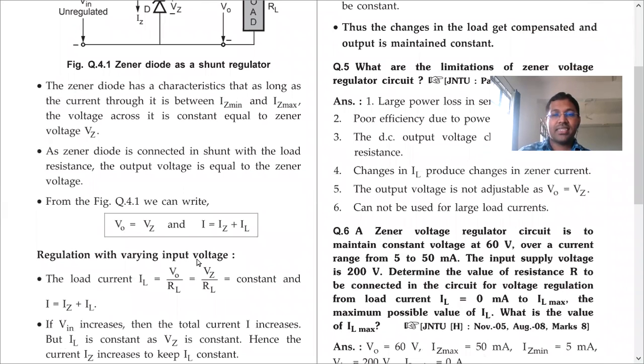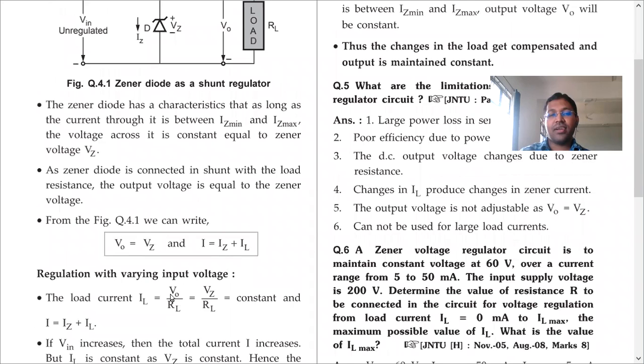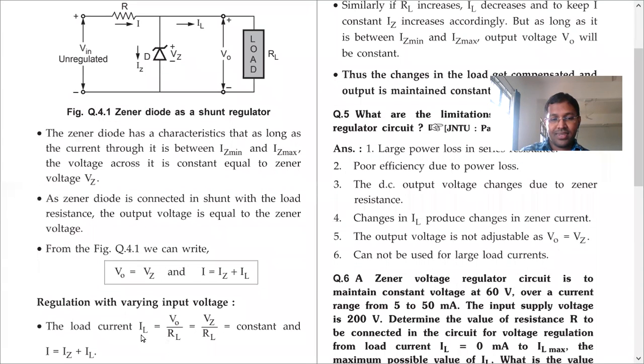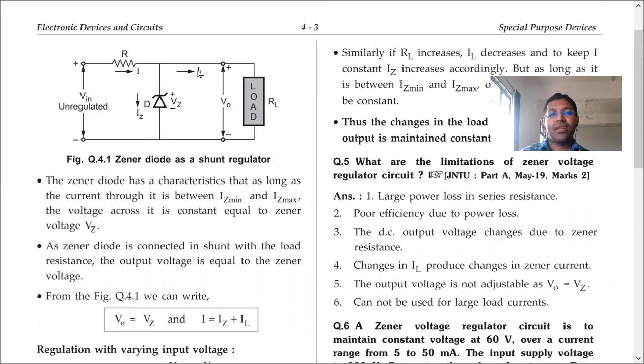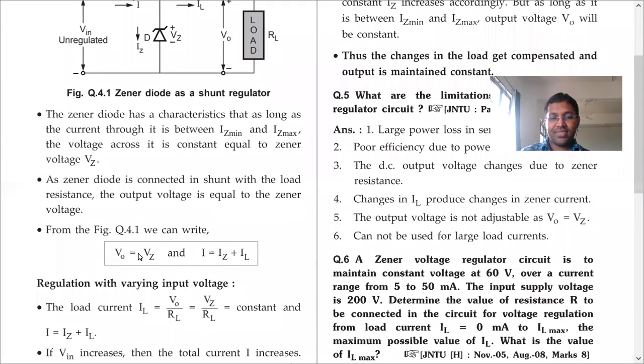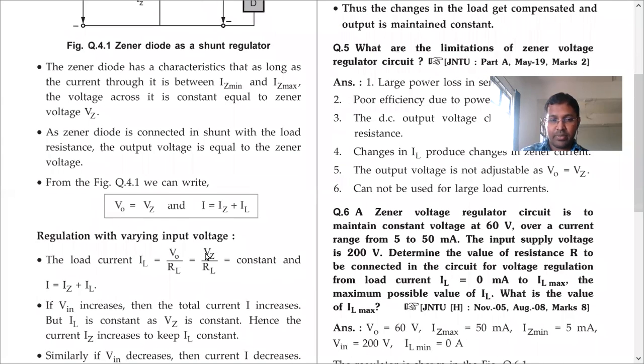This one we have already discussed earlier, so I'll give you the outline we have discussed. Now we will see point by point. Load current IL is V0 by RL. This one you can see very easily. Ohm's law, IL is V0 by RL. Because V0 is Vz, you can take it as Vz by RL, right?